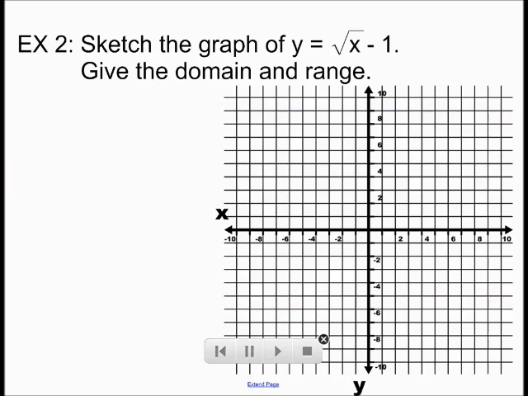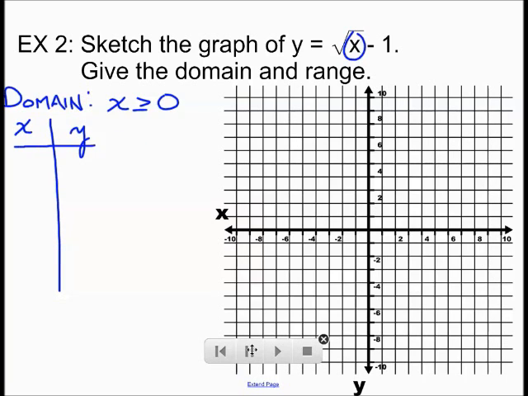Okay, let's do this again. This one's slightly different than the last. We don't have multiplication, we've got subtraction going. We will start off by identifying the domain though. This value in here, x, has got to be greater than or equal to 0. So now when we make our table of values, we know to start out at 0. Okay?